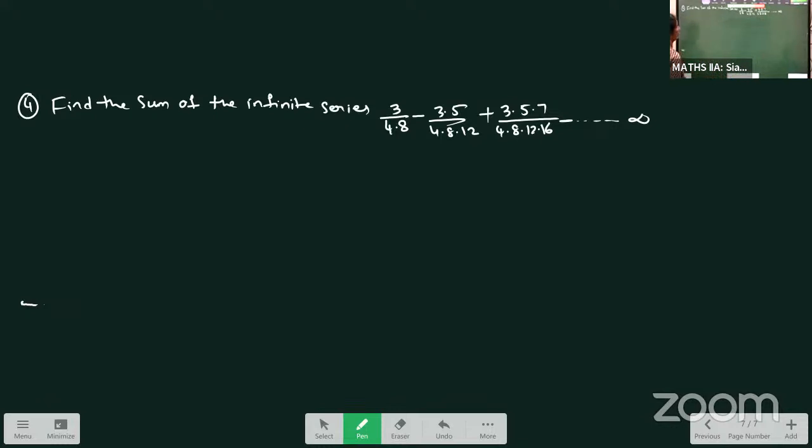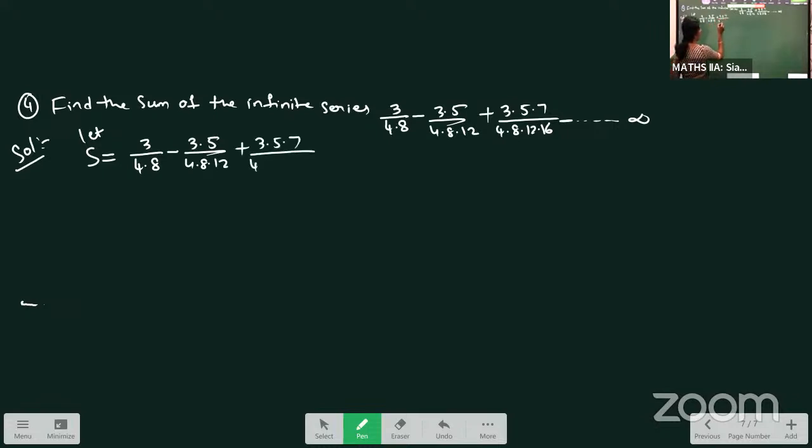Here only the sum is being asked. So when the question is about the sum, let S equal the given series: 3 by 4 into 8, minus 3 into 5 by 4 into 8 into 12, plus 3 into 5 into 7 by 4 into 8 into 12 into 16, minus and so on.